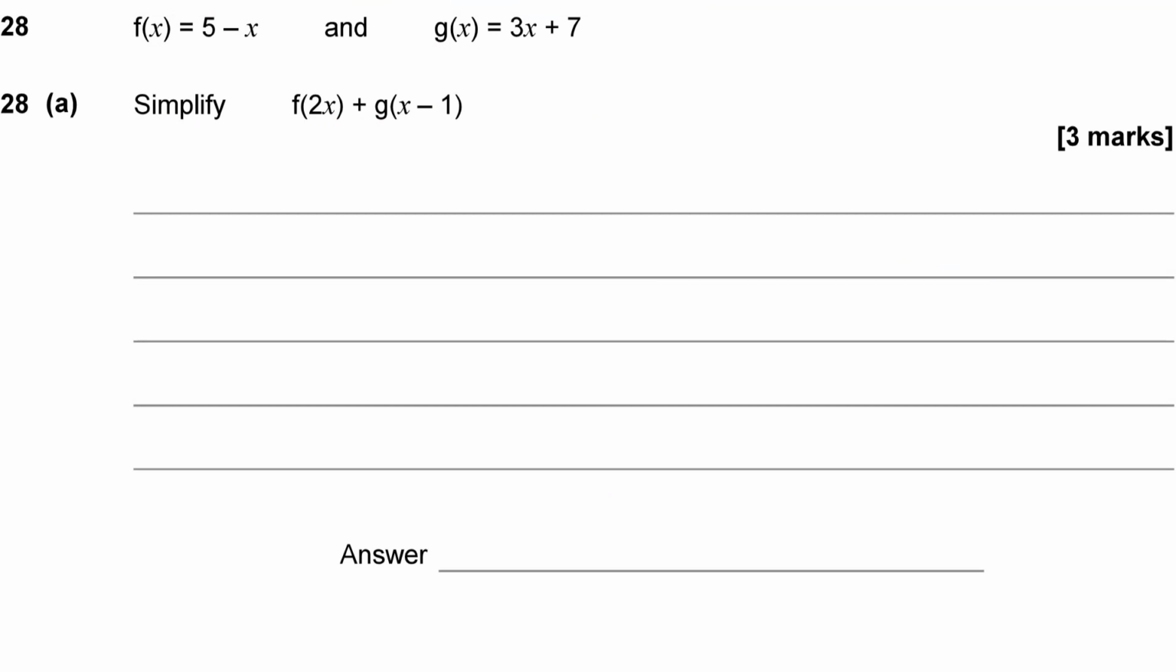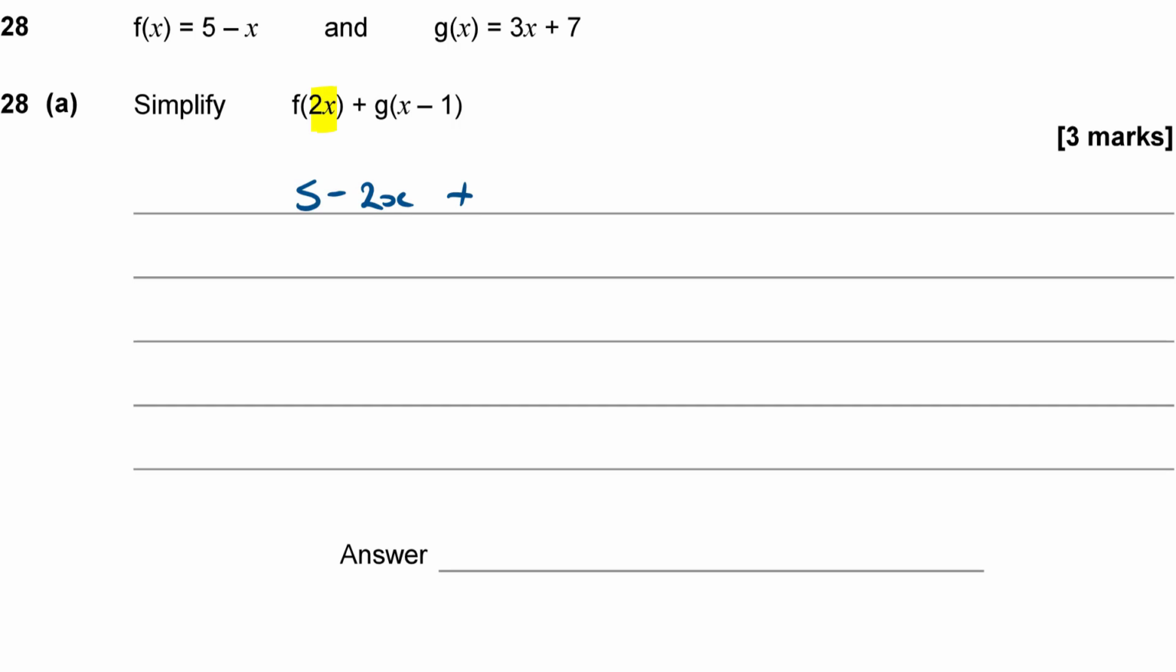Question 28. f of x equals 5 minus x and g of x equals 3x plus 7. We're asked to simplify f of 2x plus g of x minus 1. When you've got something inside the bracket, that is the value that you're giving to x. So f of 2x is going to be 5 minus, subbing in 2x for x. So that first part is 5 minus 2x, and then plus g of x minus 1.